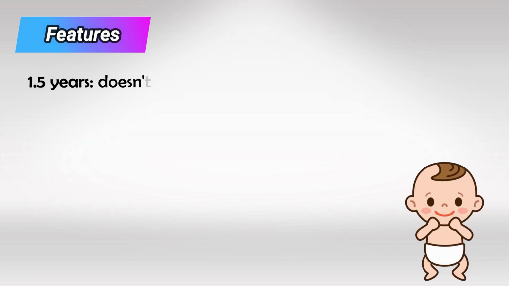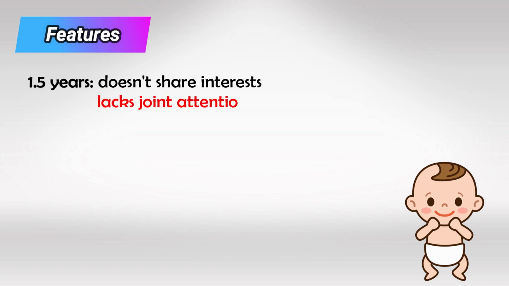At 18 months, or 1 year and a half, they do not share their interest with others, like talking about their favorite dinosaur or their favorite color for example. And they will also lack joint attention. This feature is highly characteristic of autism. Basically, they're not interested in whatever interested others.